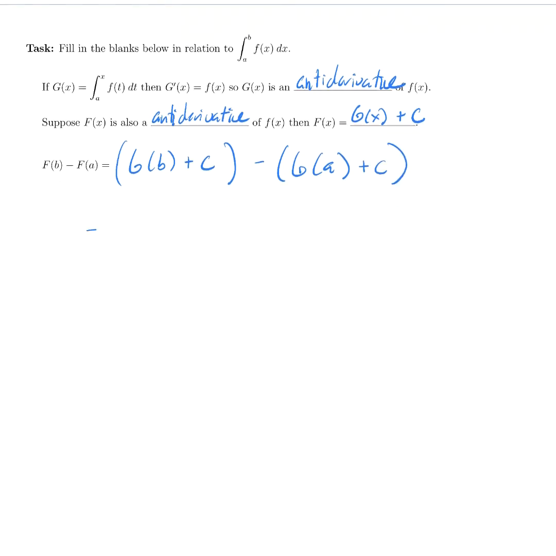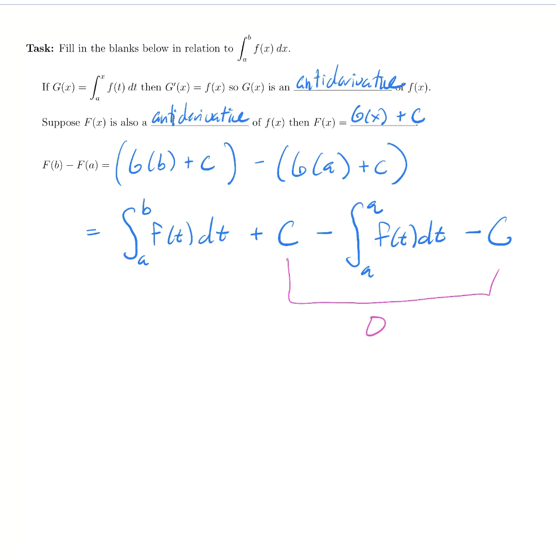Okay, well, let's write those things down. What is g of b? It says everywhere you see an x in g of x, replace it with a b. So that's the integral from a to b of f of t dt. And we have that constant, and now we have to distribute this negative. So minus g of a. What's g of a? Everywhere I see an x, replace it with an a. So that's the integral from a to a of f of t dt, and then I distribute, and I get minus whatever our constant was. Okay, well, c minus c is 0.